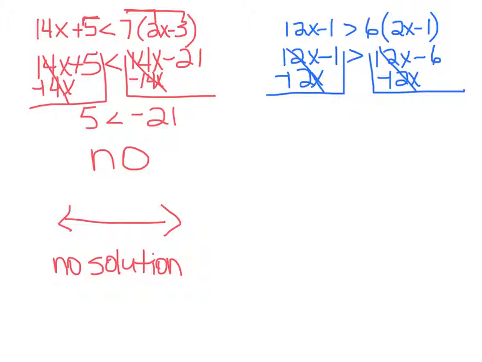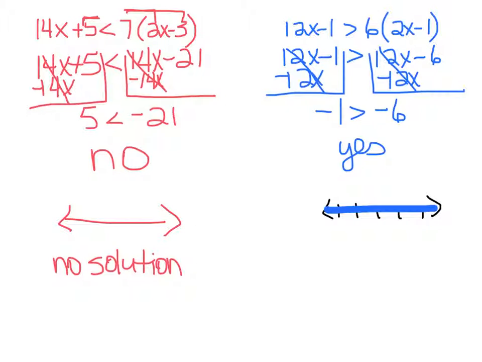So again, that eliminates all of the variables, and it leaves you with negative 1 is greater than negative 6. And you say, does this make a true statement? And the answer to that is yes, it does. When the variables are eliminated, and the numbers do make a true statement, then your solution is all real numbers. So you have your number line, and all the numbers on it, every real number that we have is a solution. So then your number line is covered completely like this, and it shows that all real numbers.